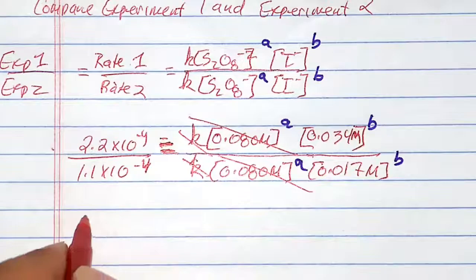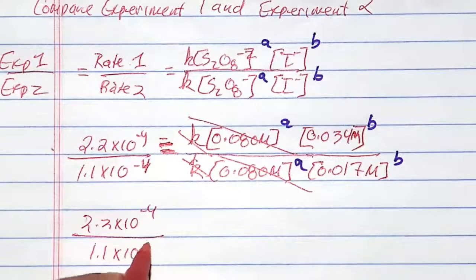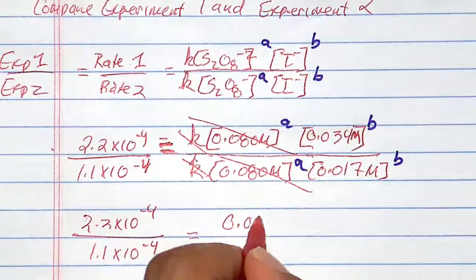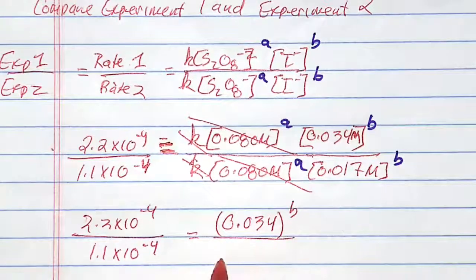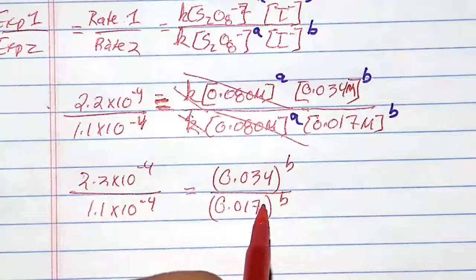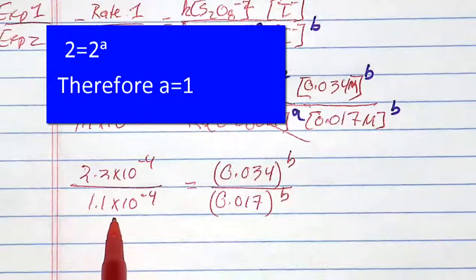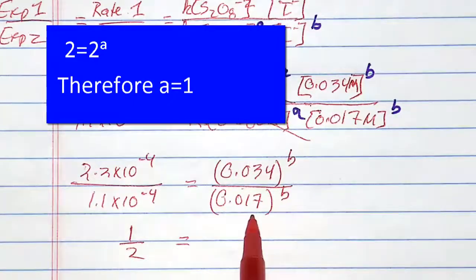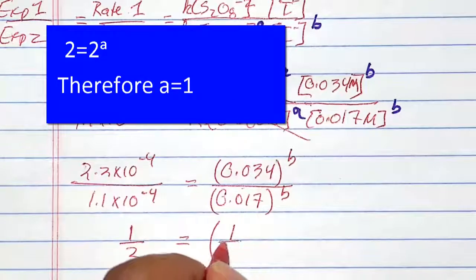So you are left with 2.2 times 10 to the minus 4 divided by 1.1 times 10 to the minus 4 equal to 0.034 to the power of B divided by 0.017 to the power of B. I can group my powers together. 2.2 times 10 to the minus 4 divided by 1.1 times 10 to the minus 4 is actually 0.5, which is 1/2. 0.034 divided by 0.017 is also 1/2, and I can group this under the whole exponent B.